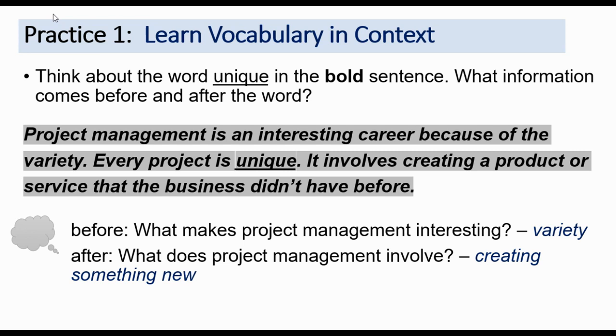Every project is unique. It involves creating a product or service that the business didn't have before. So they're relating the word project to something that was created, something new. Those words variety and new relate to understanding the word unique.